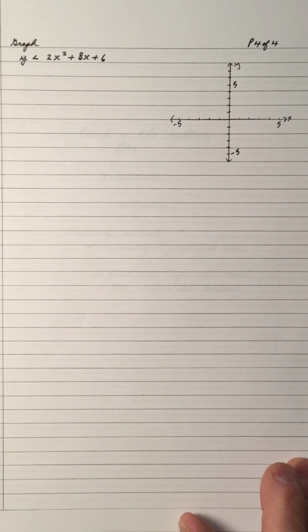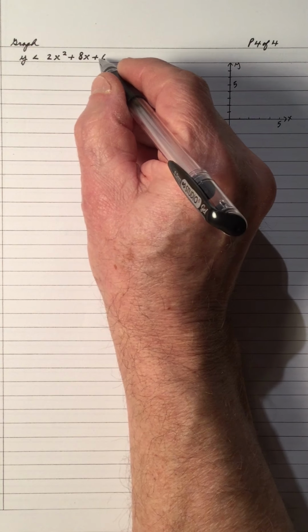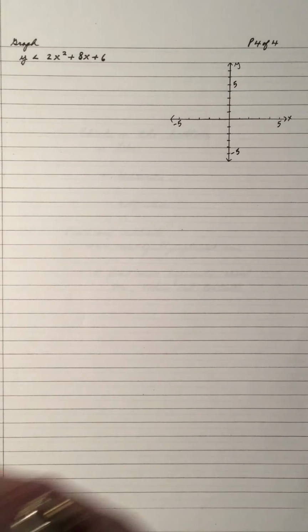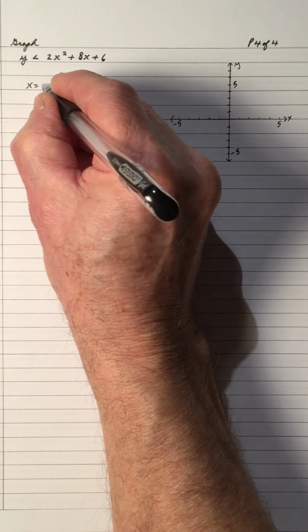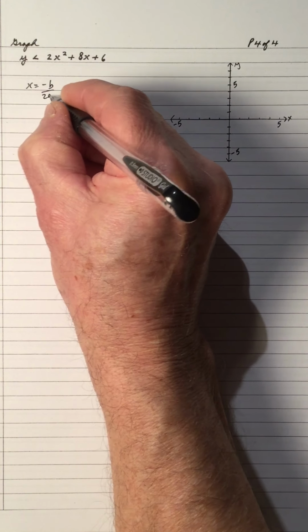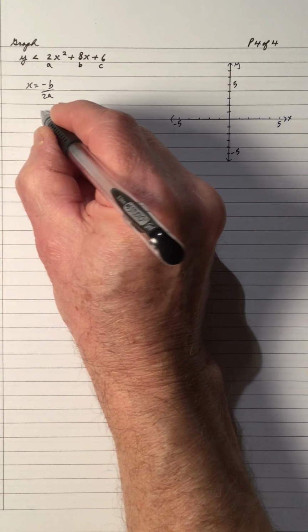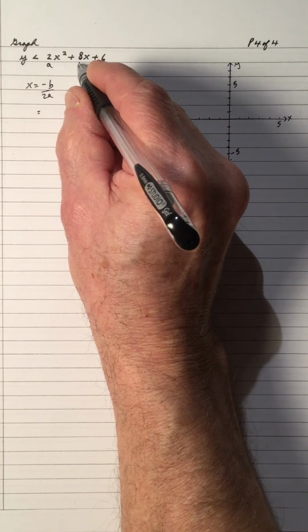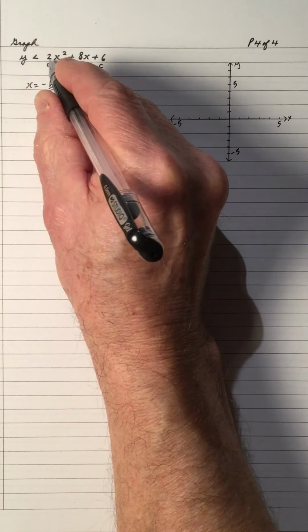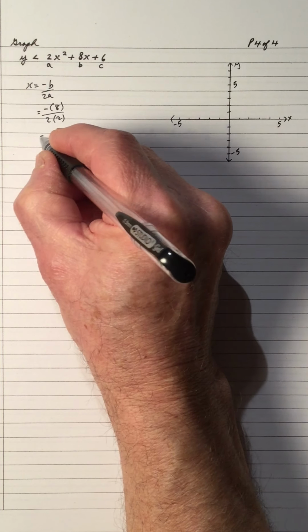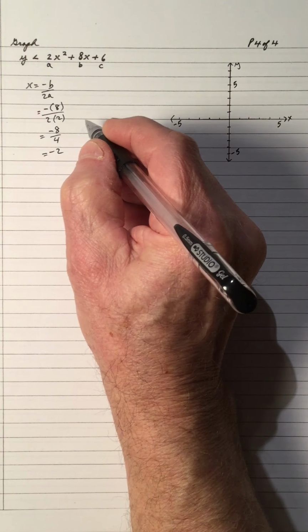And we have another one to do. Graph y is less than 2x squared plus 8x plus 6. Again, we need the vertex. x is equal to negative b over 2a. A is 2, b is 8, c is 6. So that's the negative of the 8 over 4, which is negative 2.